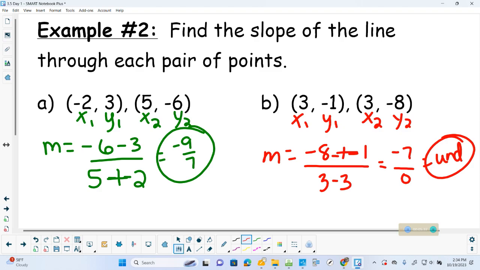Question. I could have told you it was going to be undefined with no work when I looked at the points. What do you pick out on the points, Ty? Say it. Yeah, the x's are the same. It's the threes. So when you subtract those x's, I knew it was going to be 0. X is on the bottom. You can't divide by 0. There you go. You could have saved yourself some work.